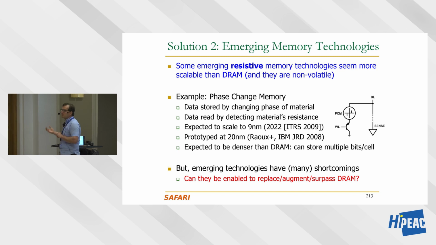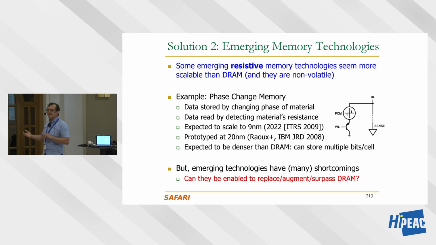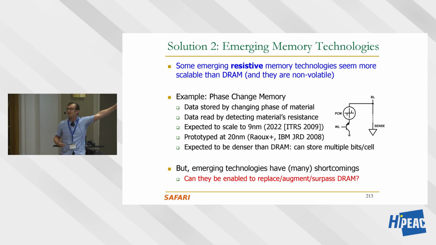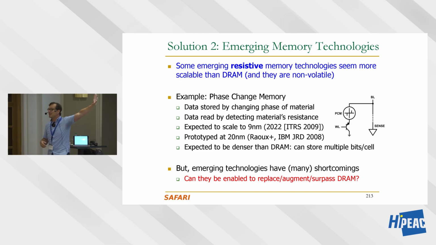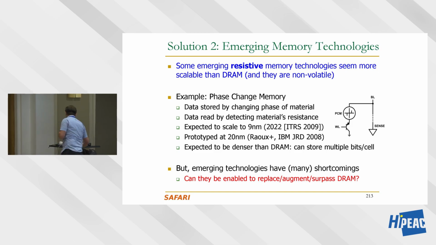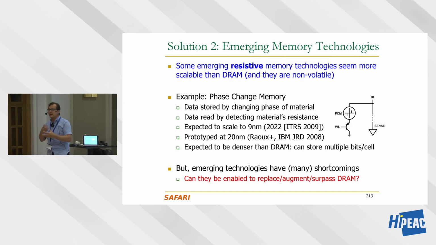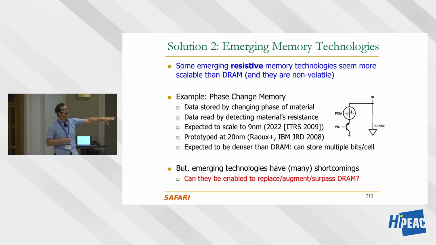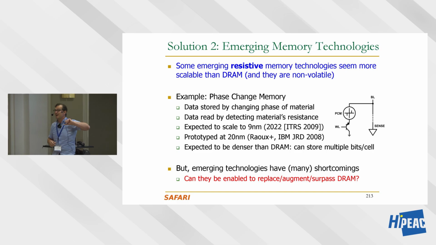Okay, so the issue is emerging memory technologies are not perfect. They also have many, many shortcomings. So for example, phase change memory has longer latency to access and longer energy, even though it can be much more scalable and it's non-volatile, meaning you don't need to refresh it. We talked about refresh yesterday. This gets rid of refresh for most cases, let's say. So the key question is, can we somehow design these technologies to replace, augment, or even maybe surpass DRAM? So how do you surpass DRAM? By getting rid of refresh.